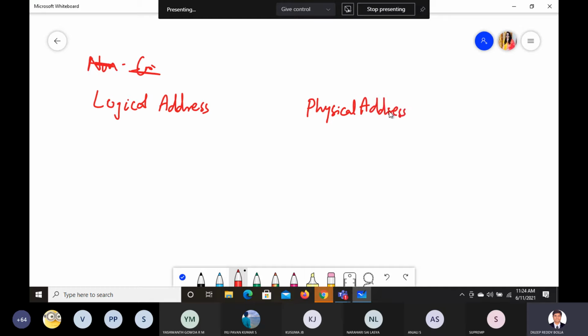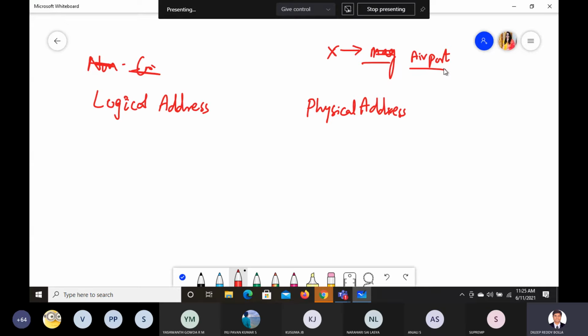Let us say you want to go to some place called X. You want to go to Majestic, or let us say the airport. Now, how will people give you the address? I want to travel by air, so you want to go to the airport.